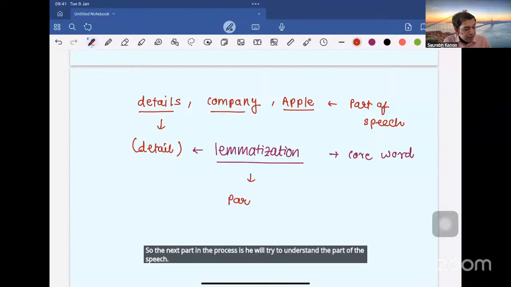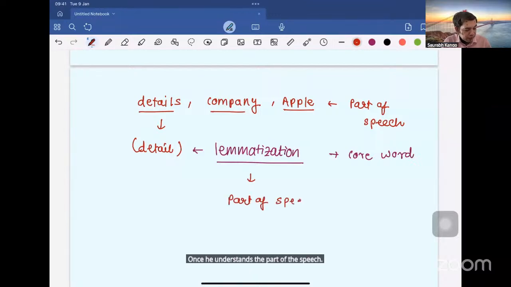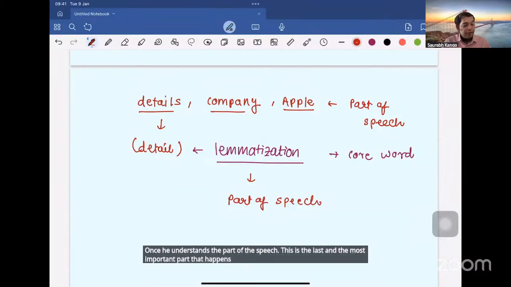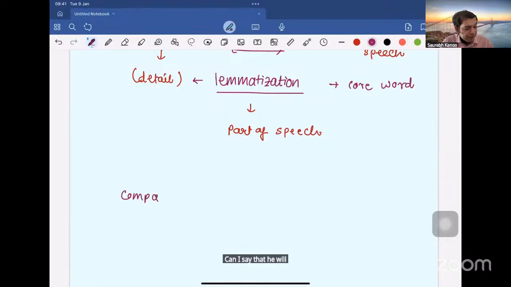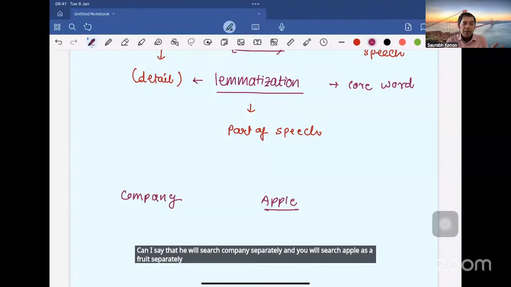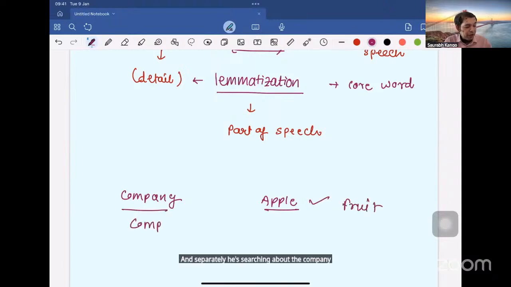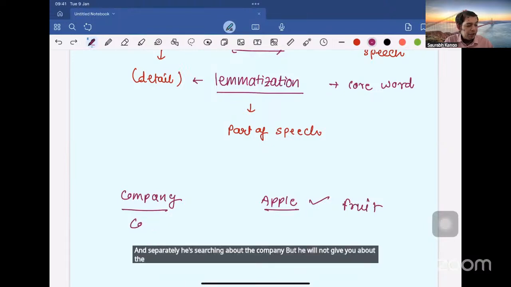Once he understands the part of speech, this is the last and the most important part: he also needs to understand the association between the words. If he does not understand the association between these two words, can I say that he will search company separately and he will search apple as a fruit separately? If he does not get to know that these two words are connected, he may search for the fruit apple and separately search about the company, but he will not give you the details about what you are saying.